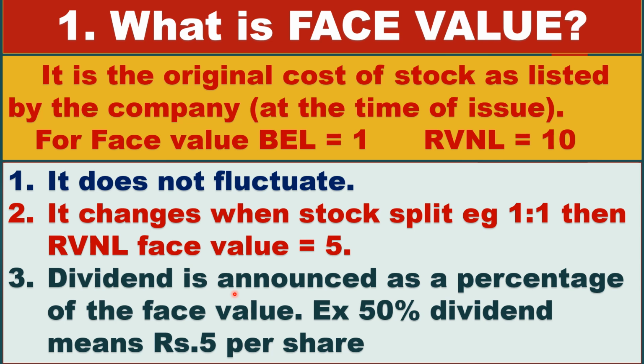And this is also used at the time of dividend. Dividend is announced as a percentage of the face value. For example, 100% dividend means rupees 10 per share. If the dividend is 50%, then they will give rupees 5 per share.